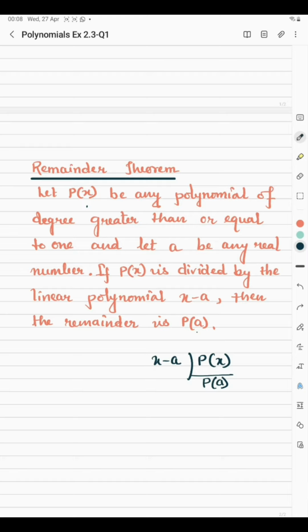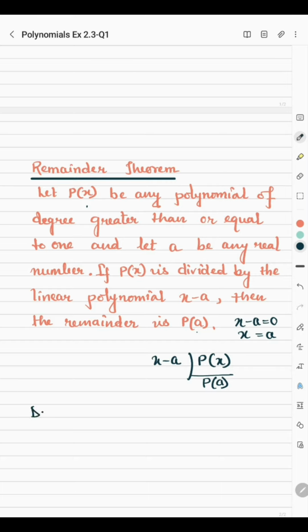Now why will we be putting a in place of x? Because if we put x minus a equal to 0, then the value of x will be a. So we'll be putting a in place of x, okay? Now let us prove it.